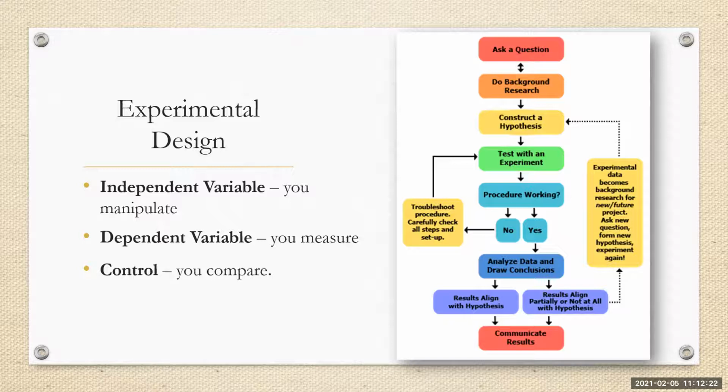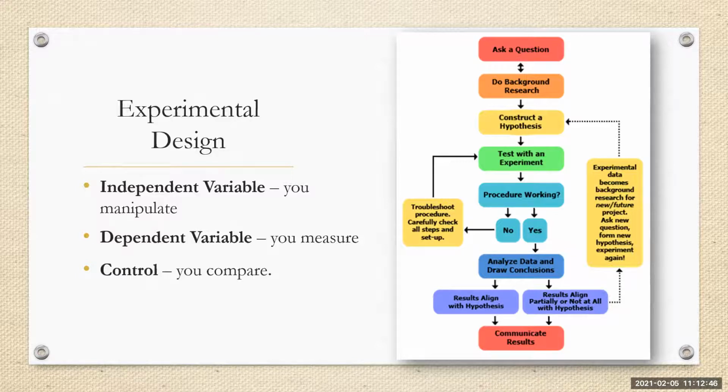First things first is the independent variable. The independent variable is the variable that you manipulate. So for instance, if you're measuring, let's say, the effect of the pH of water on the height of a plant, the independent variable would be the pH of the water, because you can manipulate that, make it more acidic or basic. And the dependent variable would be the one that you measure, or the height of the plant.